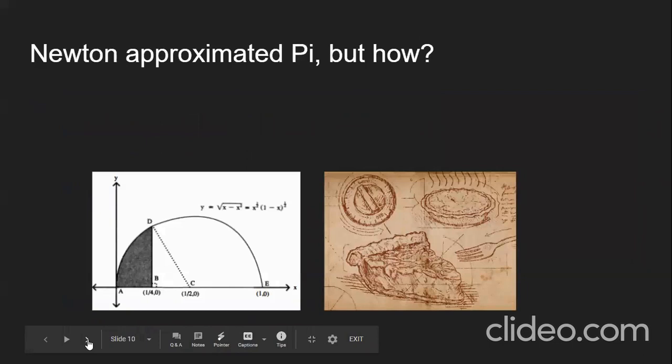Yeah. So what we're going to talk about mainly here is how Newton approximated pi, but we're honestly not even going to touch pi until the very end. So bear with me. But this little graph right here, that's a preview.